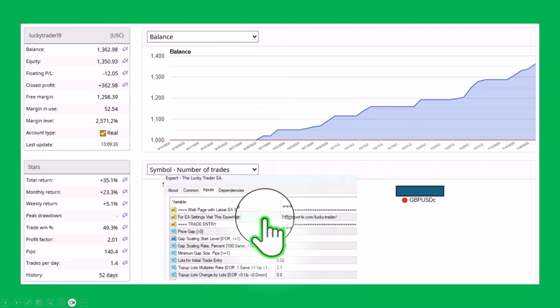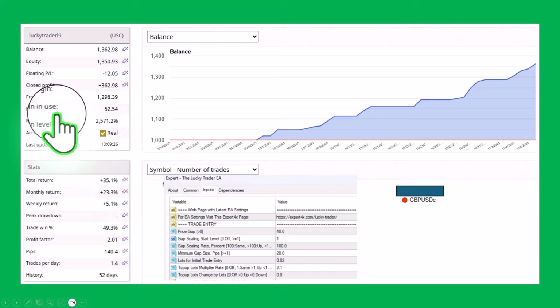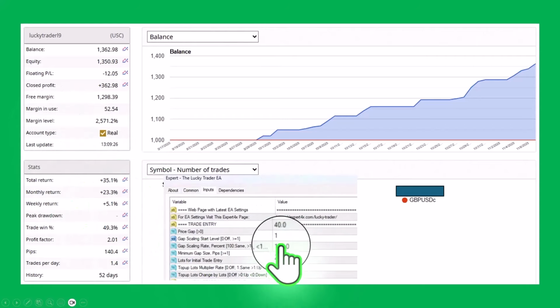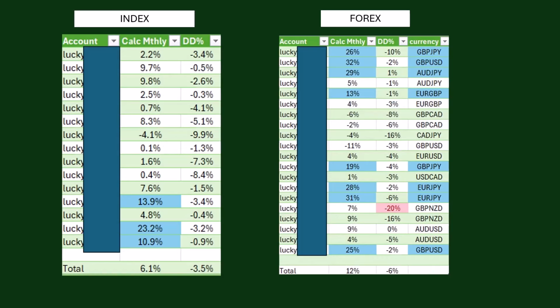I've also included the strategies that were used by these accounts, and these are the strategies I'm going to explain in this video. Now, what I've shown you are some individual accounts, but here are some portfolios. Here's an index portfolio trading 15 accounts, and here's a Forex portfolio trading 20 accounts. You can see how robust these portfolios are.